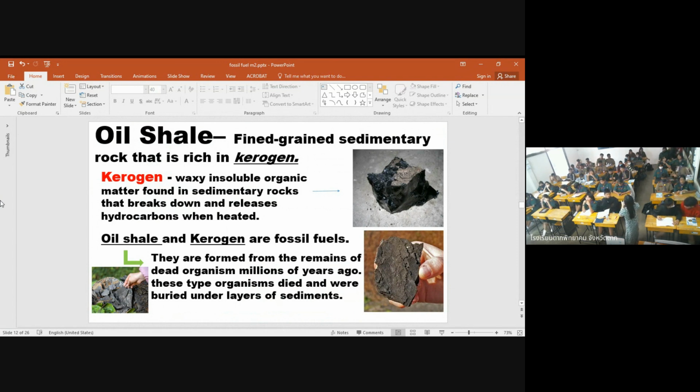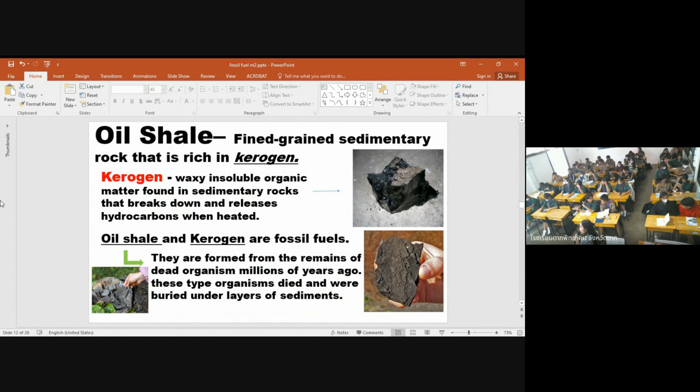For example, this is one type of oil shale. It's like moisture, or like a shiny type. It's not rock but it looks like rock. Some of it is smooth. Some are shiny and some are like moisture, but they look like rocks, but they're not rocks. So this is what you call oil shale.